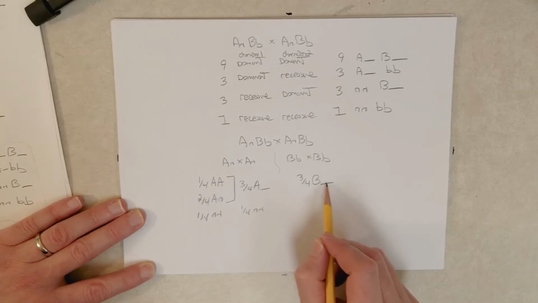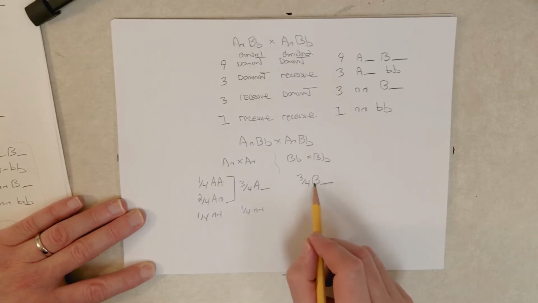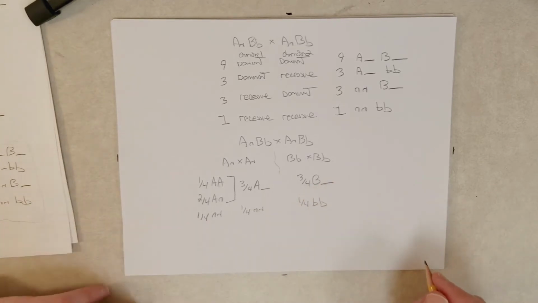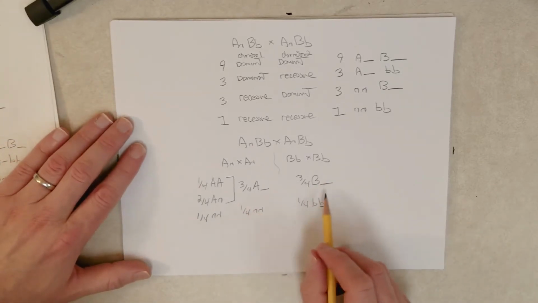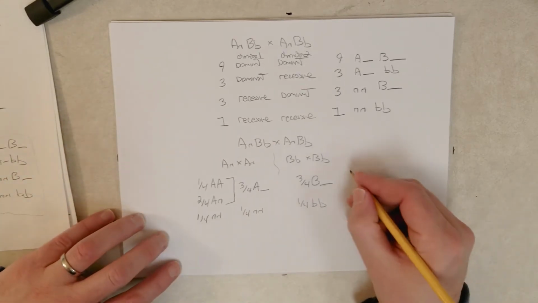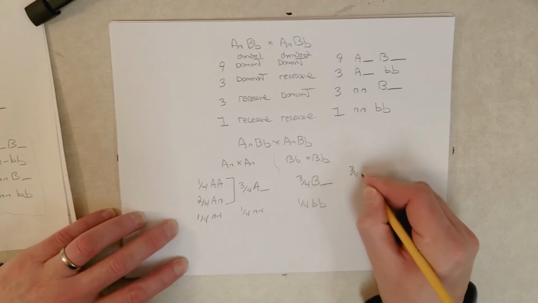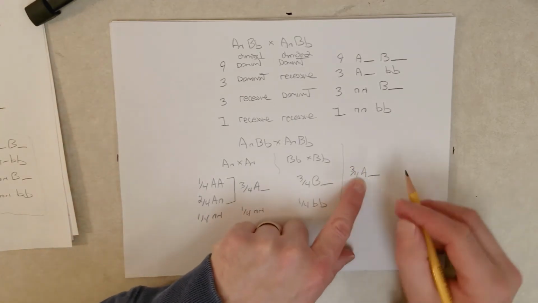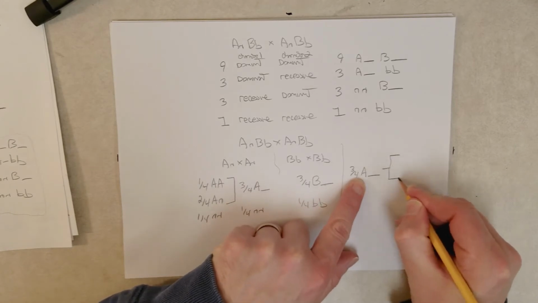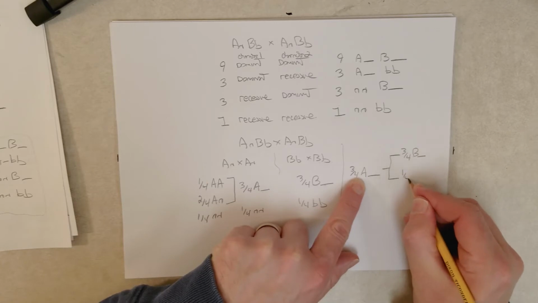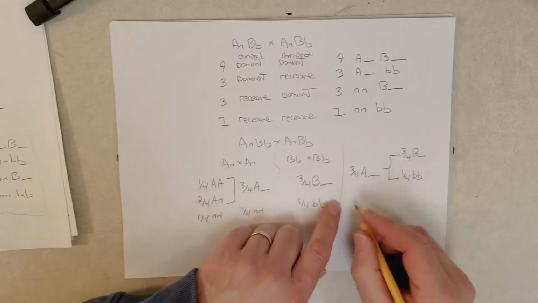The other one could be big B or small b. At least 3/4 of them will have at least one big B, and 1/4 will have 2 little b's. And then we combine these with the forked line method. So of the 3/4 that have at least one A allele, 3/4 of those will have at least one B, 1/4 will have 2 little b's.